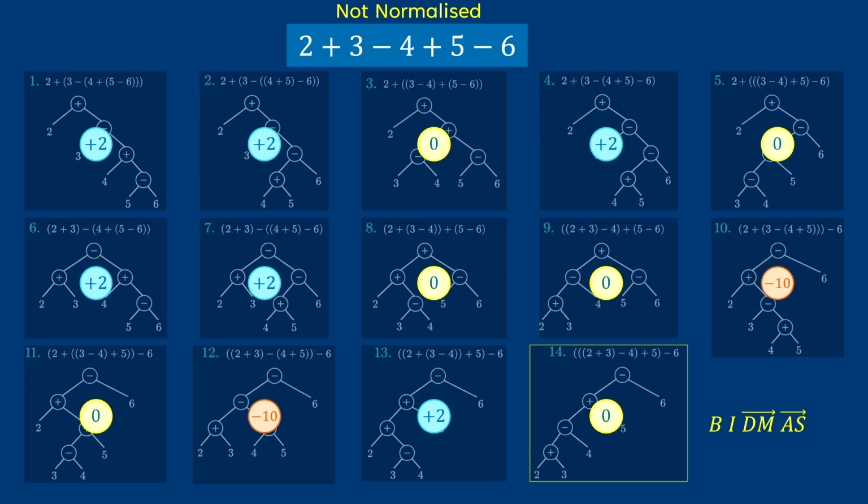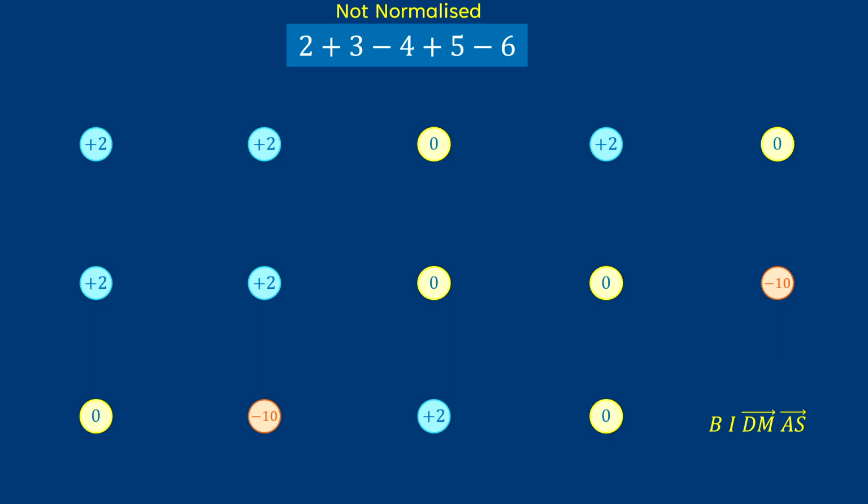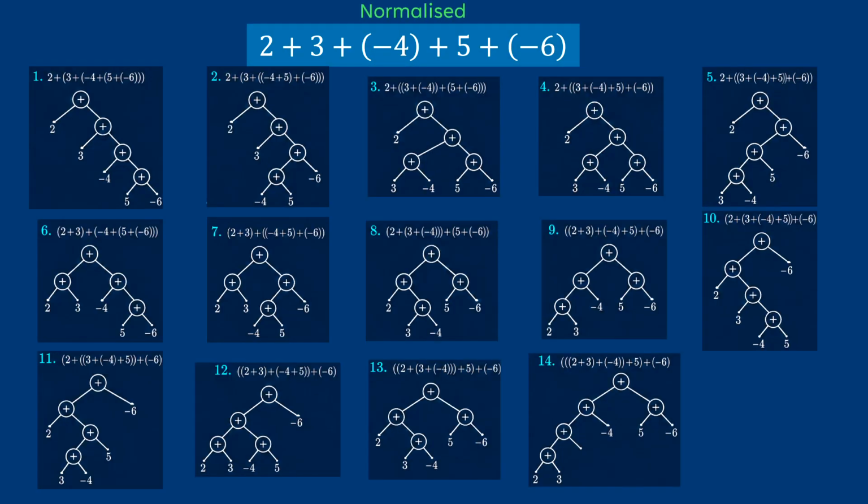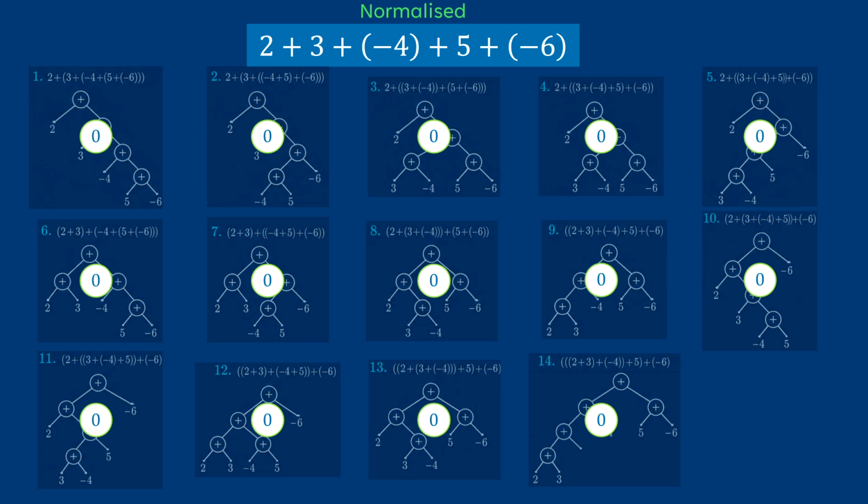6 of them give us the same result as BIDMAS. 2 of them give us negative 10, and 6 of them give us positive 2. So we've even got 3 different results this time, and the one that we want is the 0. So what happens if we normalize it? What happens if we get rid of those results, normalize our calculation, and try again? Well, now we have, again, 14 different bracketings, but it doesn't matter which one we use. All of them evaluate to 0. They all give us the desired result. There is no wrong way to do it.